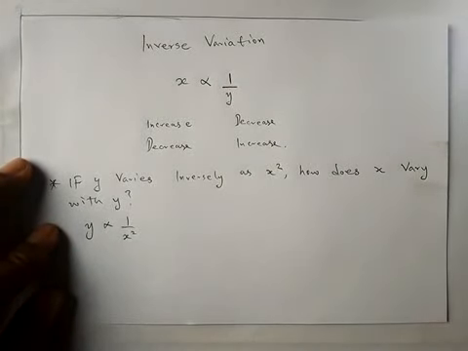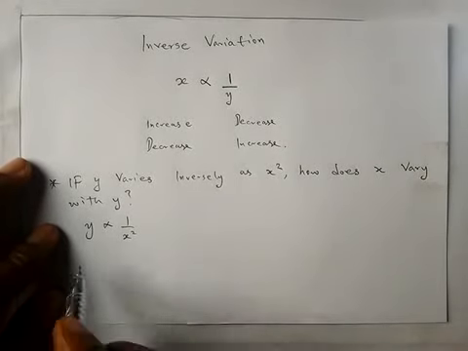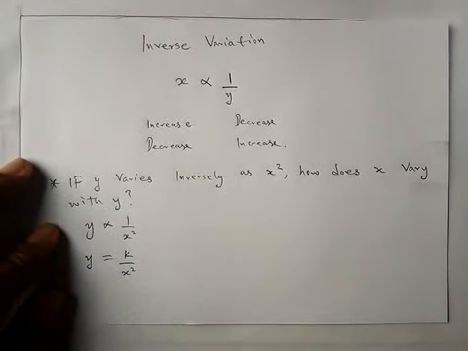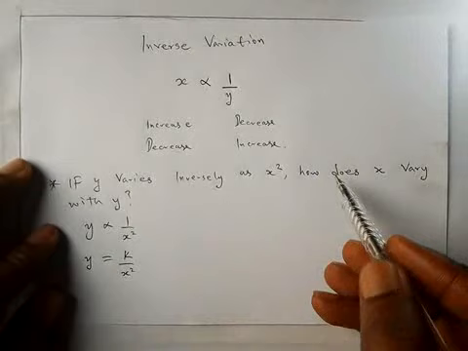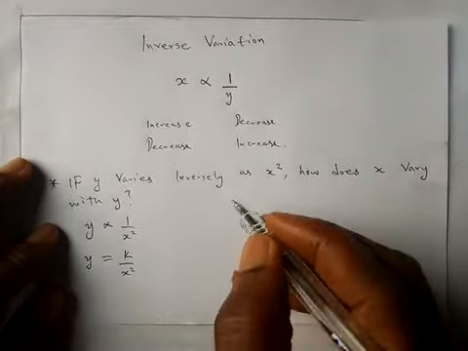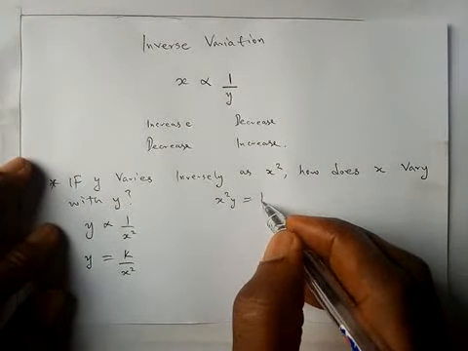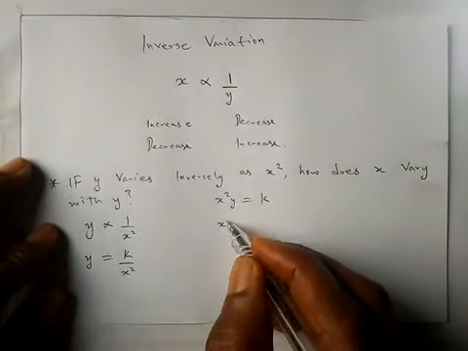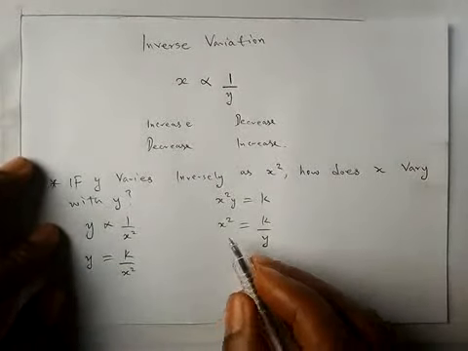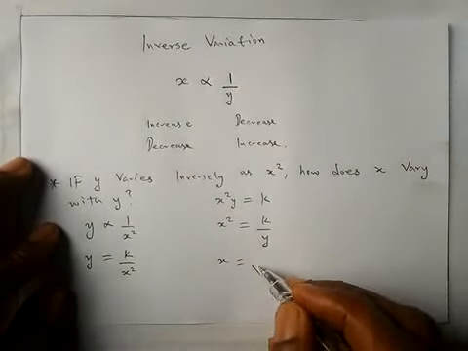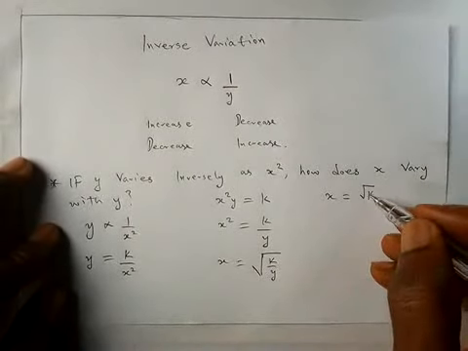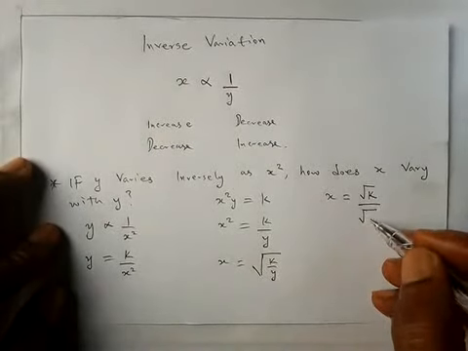Okay, then if we put our constant sign to replace our proportional sign, y becomes equal to k over s squared. Okay, now how does s vary as y? Making s the subject of the formula here, we'll be able to know how s varies as y. So if we cross multiply, s squared y is equal to k, meaning that s squared is equal to k over y. I'm trying to make s the subject of the formula. To remove the square, take the square root of both sides, s is equal to the square root of k over y, meaning that s is equal to square root k over square root y.